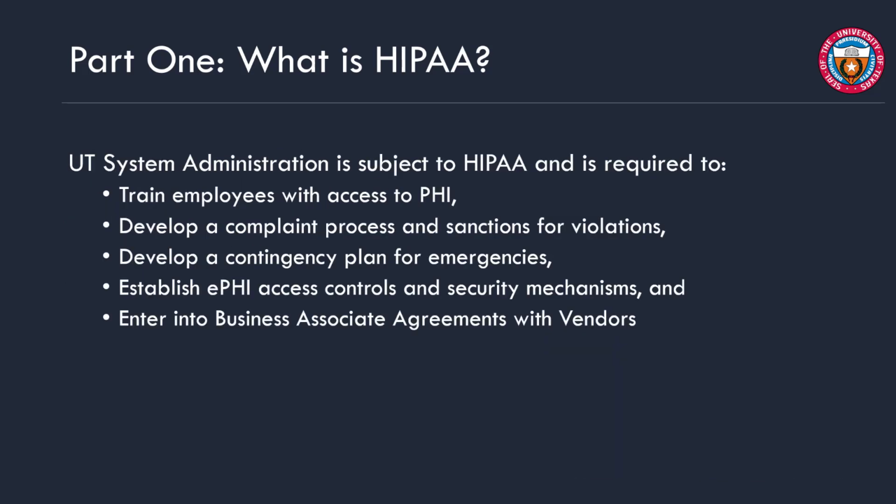The UT System Administration is subject to HIPAA and is required to train employees with access to PHI, develop a complaint process and sanctions for violations, develop a contingency plan for emergencies, establish ePHI access controls and security mechanisms, and enter into a BAA with vendors.